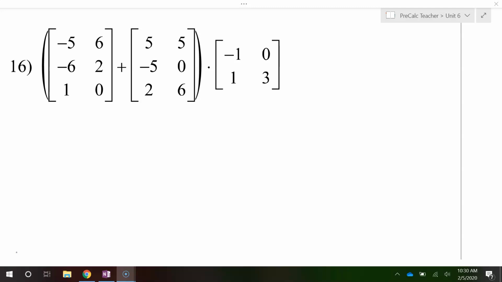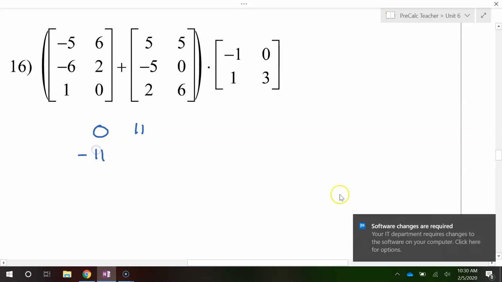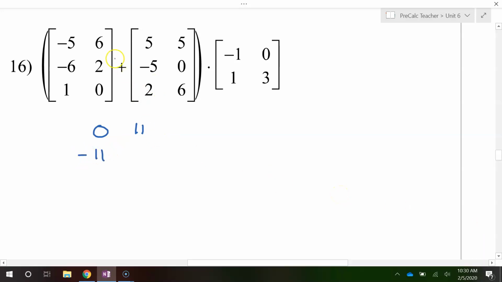So -5 and 5 will make 0. And then 6 and 5 is 11. -6 and -5 is -11. 2 and 0 is 2. 1 plus 2 is 3. 0 plus 6 is 6. Alright, so this is what you get from the addition phase of the operation.